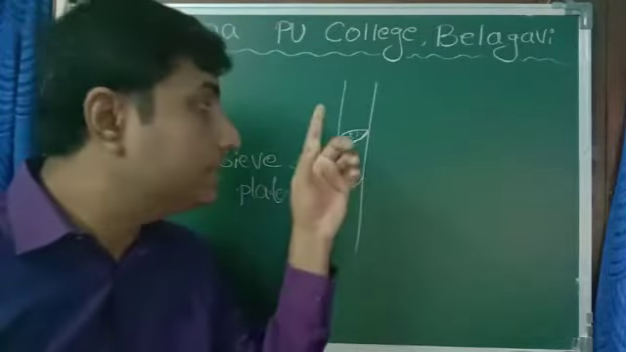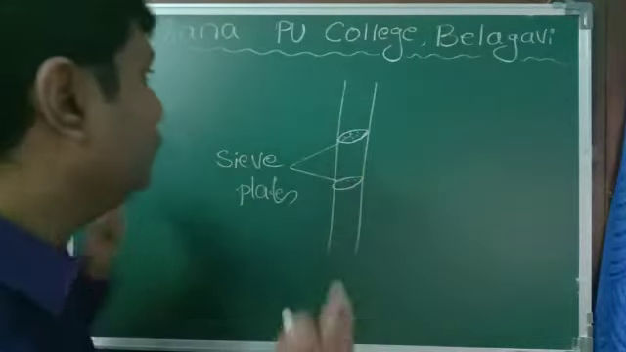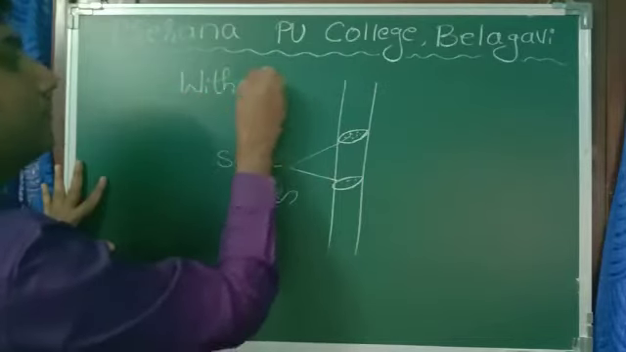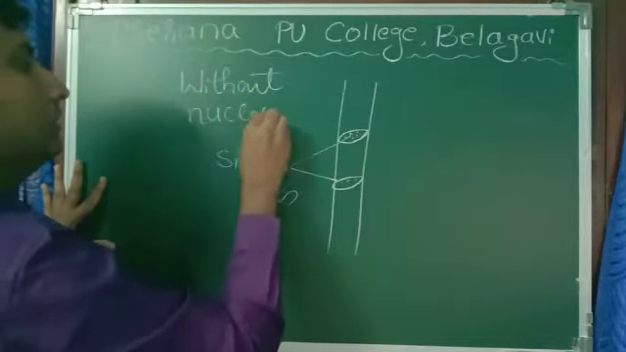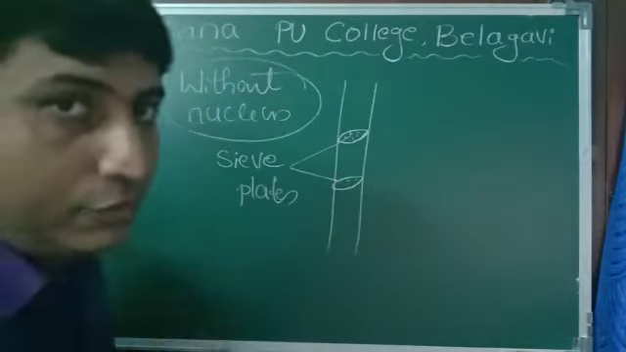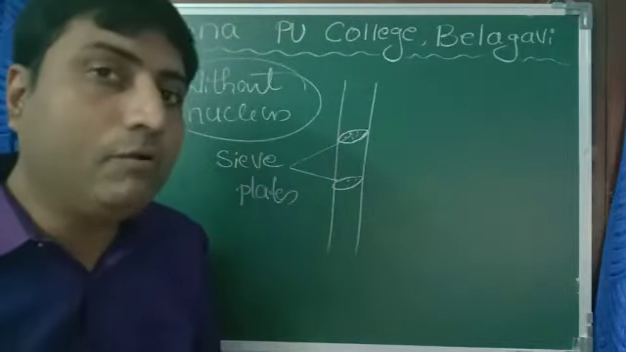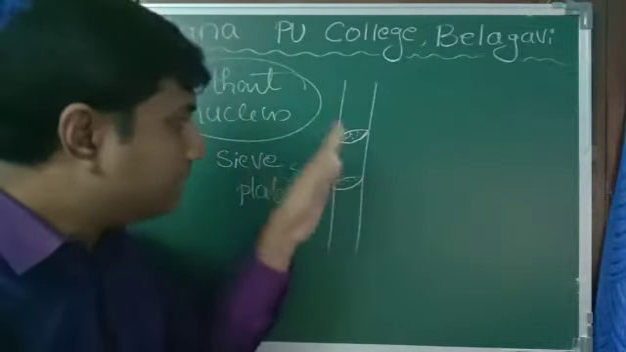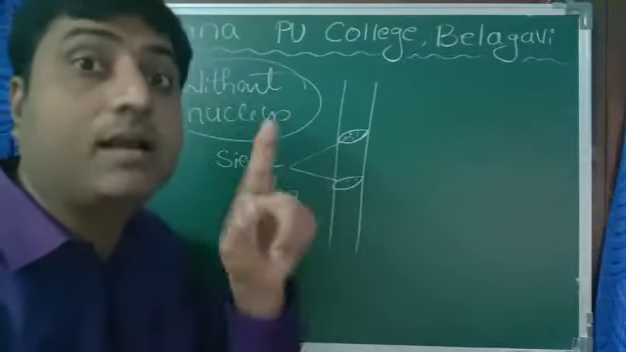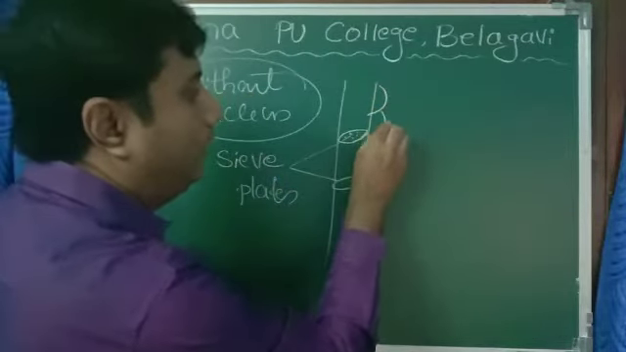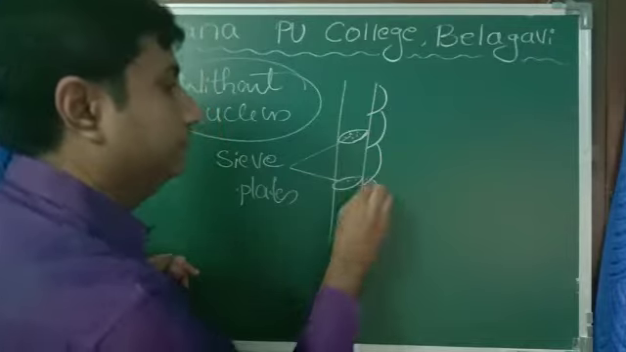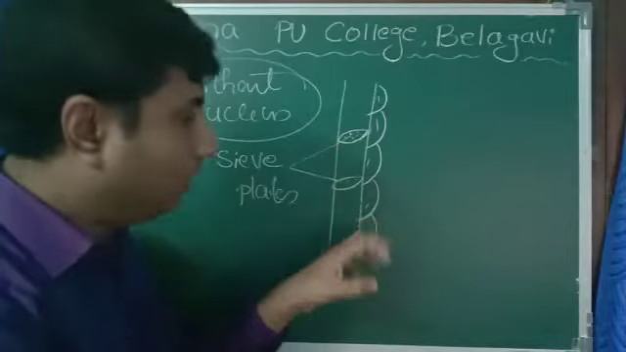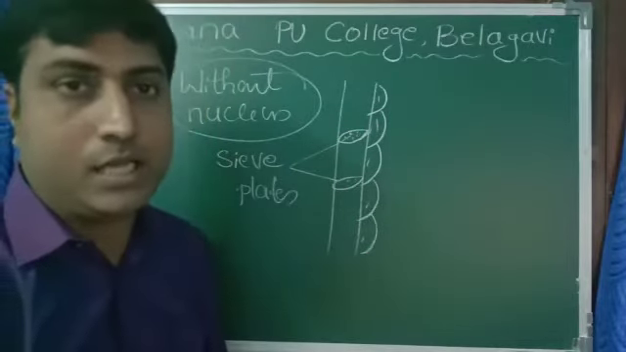Very important thing: sieve tube cells are without nucleus. Nucleus is absent. And when they are without nucleus, they need the help of other cells. The other group of cells, which always stay along with them as partner cells, are companion cells. They have a nucleus. Companion cells control the passage of food through sieve tube cells. So this is about phloem tissue.